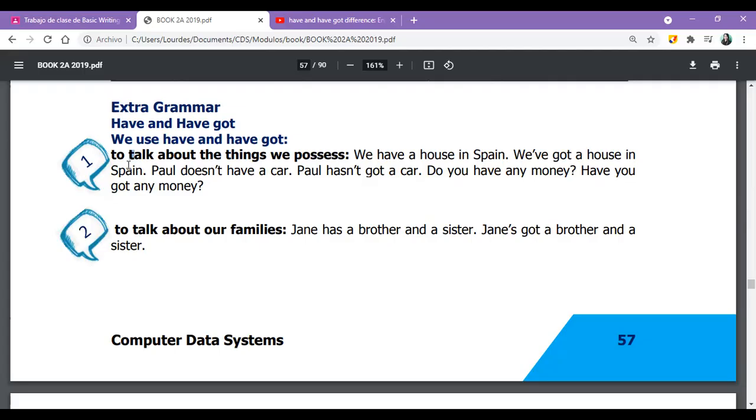Now, rule number two. It says that we use have or have got to talk about our families. Example, Jane has a brother and a sister. Jane has got a brother and a sister.